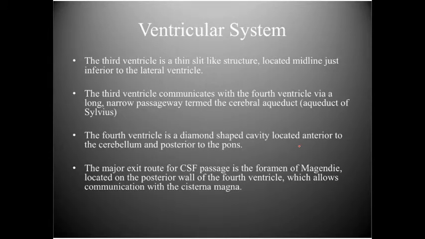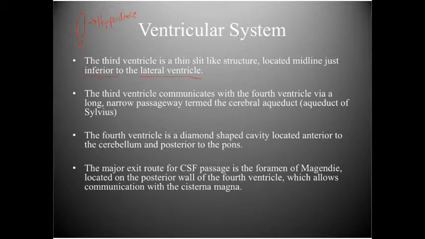The third ventricle is a thin slit-like structure located midline, just inferior to the lateral ventricle. So the important thing to keep in mind is that the third ventricle is going to be inferior to the lateral ventricle. And when we mean slit-like, it's going to have kind of an oval-shaped appearance. It's going to be hypodense. And so you probably want to put that in your notes, that it's going to be hypodense, meaning that it's going to have the appearance of kind of a black shade.